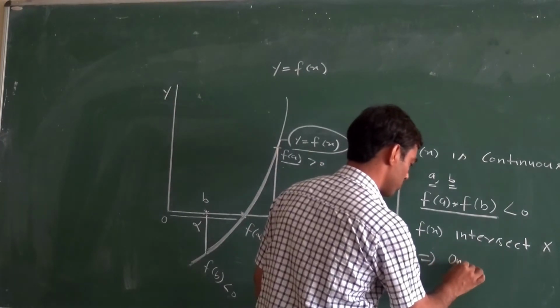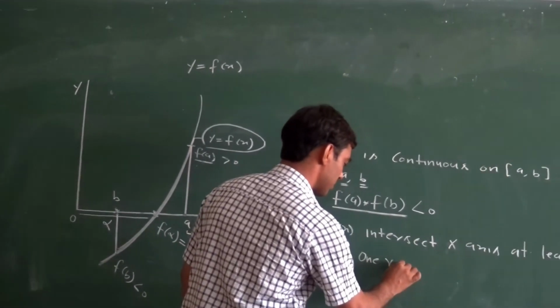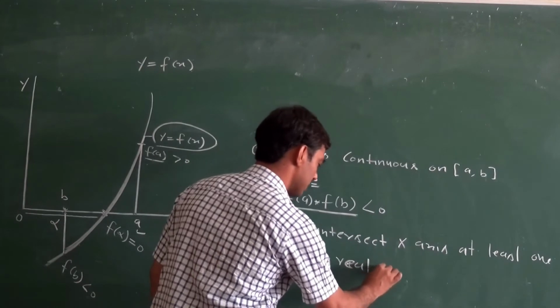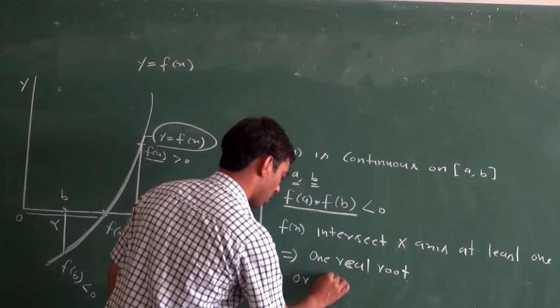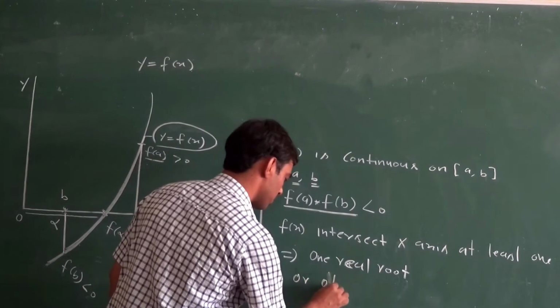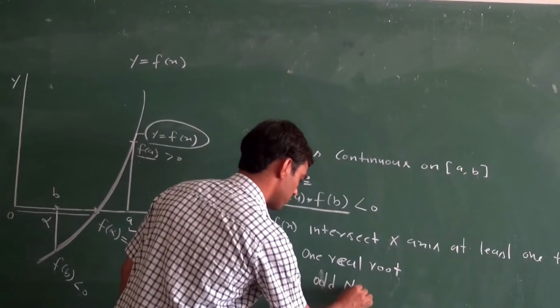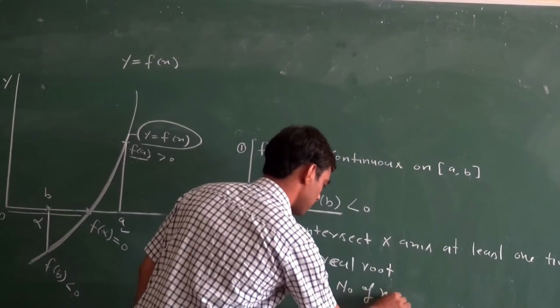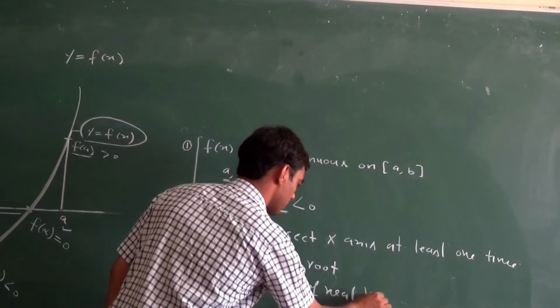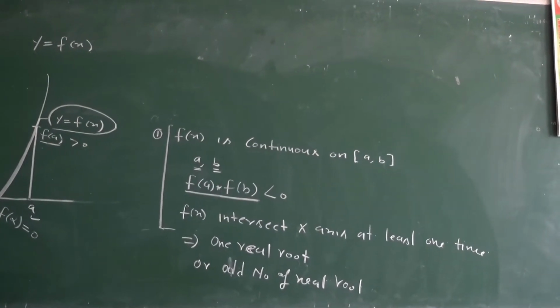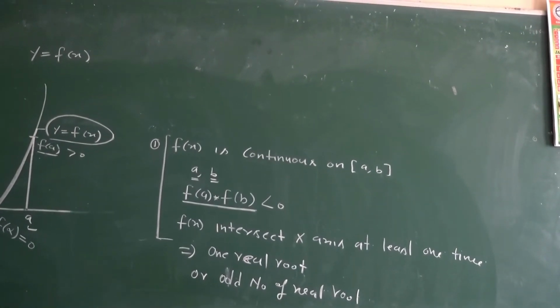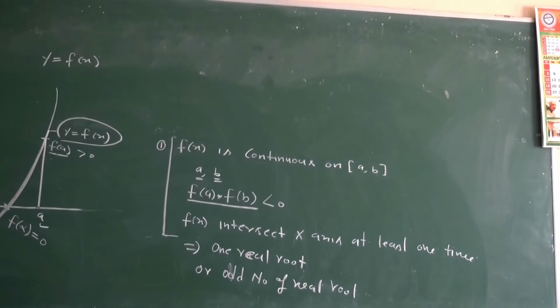then obviously there exists either one real root, or an odd number of real roots. Now, what is the meaning of this odd number of real roots? Maybe this one intersects more than one time on the x-axis.